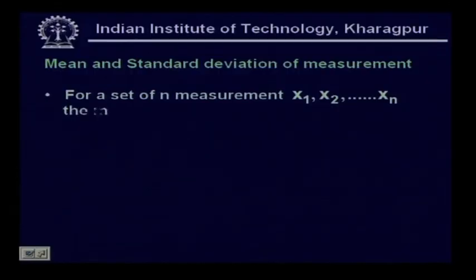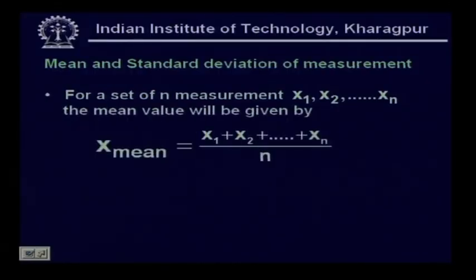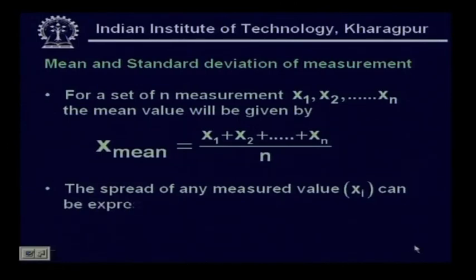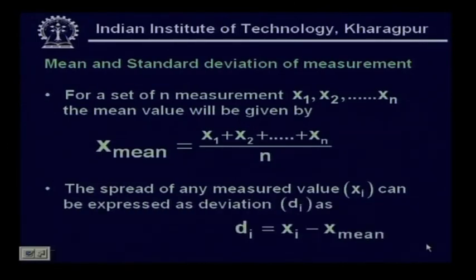Now, mean and standard deviation of measurements, we will need this in future, that is the reason we are explaining it. Suppose we are making a set of n measurements x1, x2, up to xn, and the mean value will be given by x mean equals x1 plus x2 plus so on up to xn, upon n. This is the mean of the measurements, and the spread of any measured value xi can be expressed as a deviation di equal to xi minus x mean.